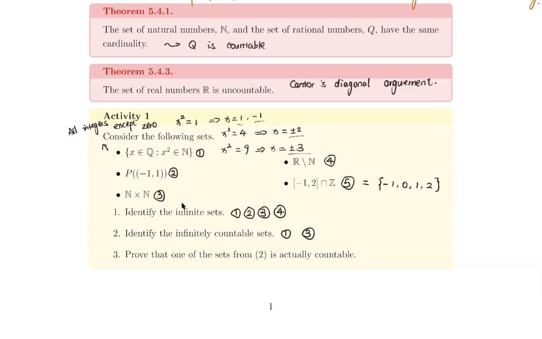Yes, you show that it has the same cardinality with the natural numbers. So I'm just asking for the bijection. What's my bijection from natural numbers to the first set? Anyone? You can use a piecewise function.